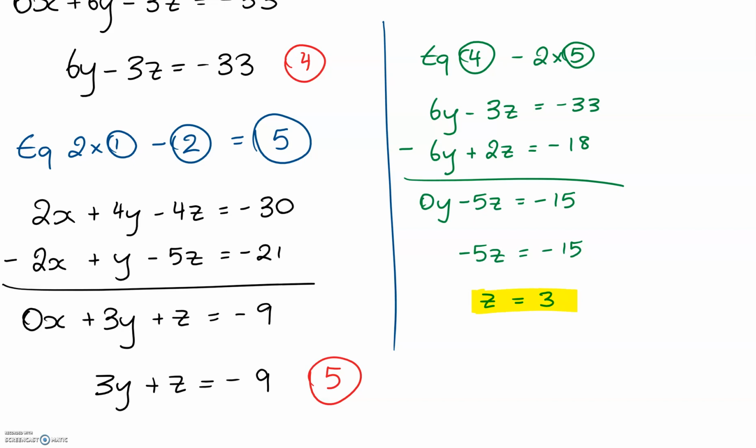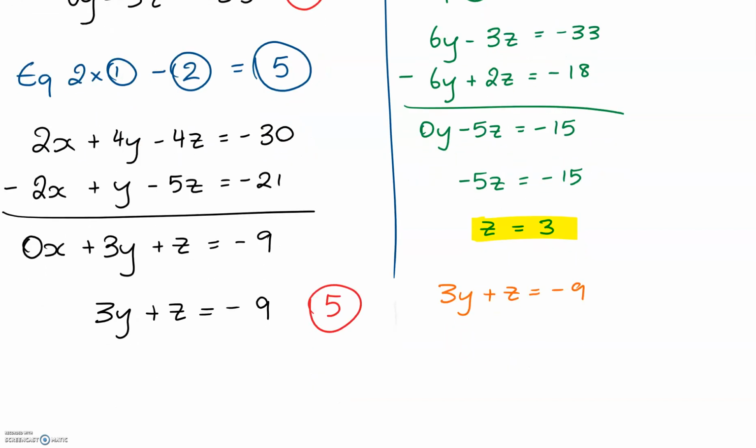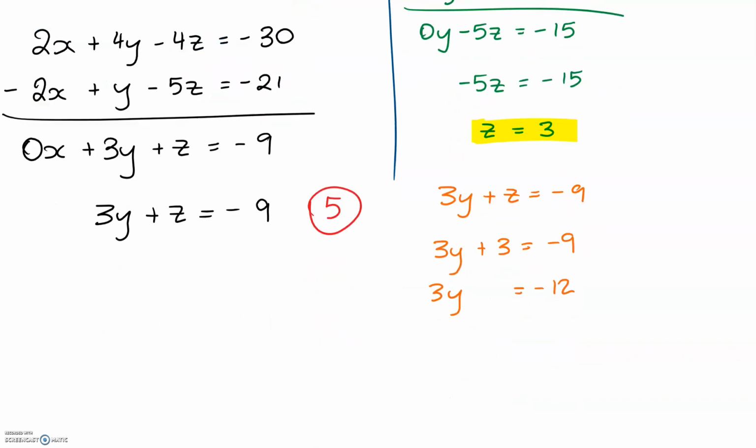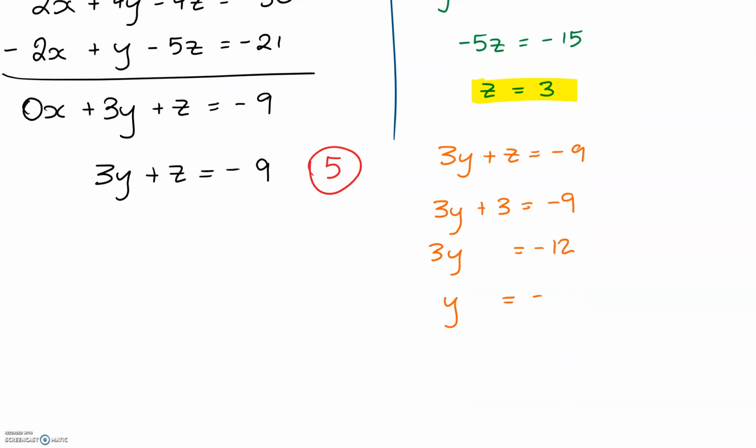Now let's go back and find y. I can use either equation 4 or equation 5 to find y, whichever one I prefer. I'll use equation 5, it just looks easier. So to find y, I'll write my equation 3y plus z equals negative 9, and substitute my z in there. So we've got 3y plus 3 equals negative 9. 3y equals negative 12. Therefore, y equals negative 4. So I've got my y now.